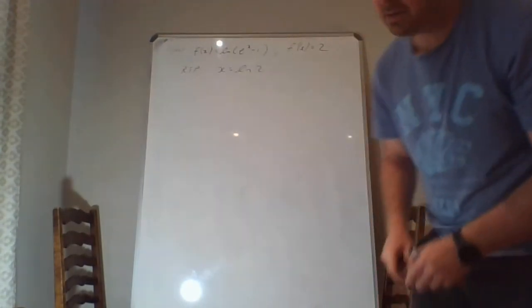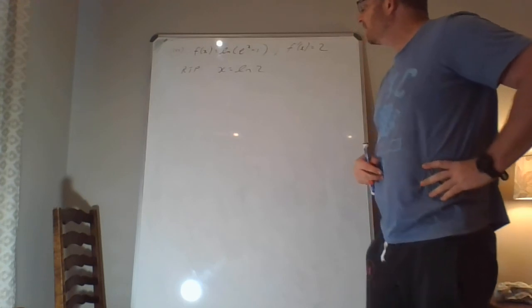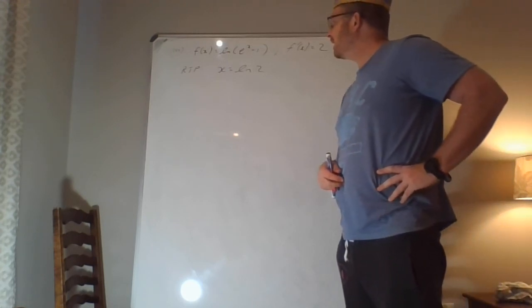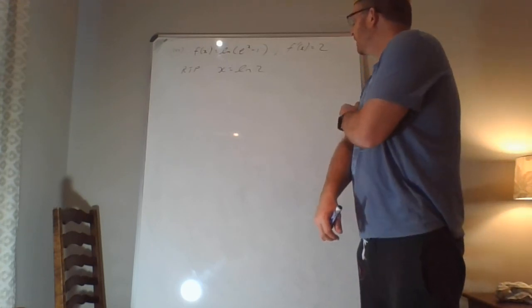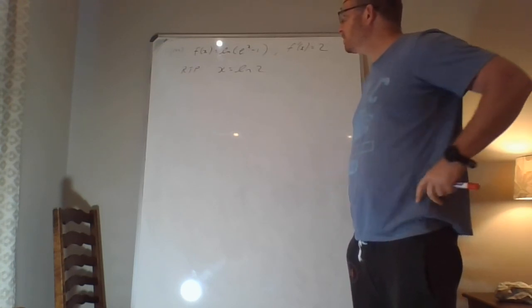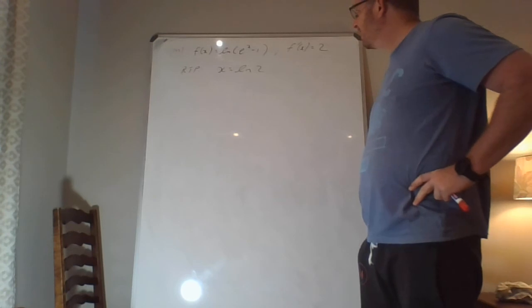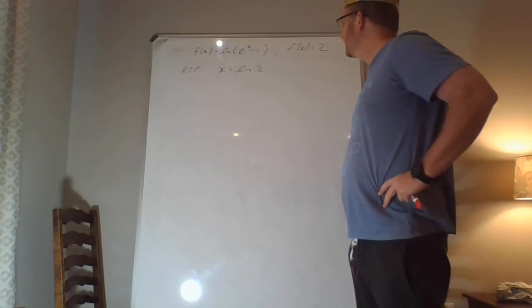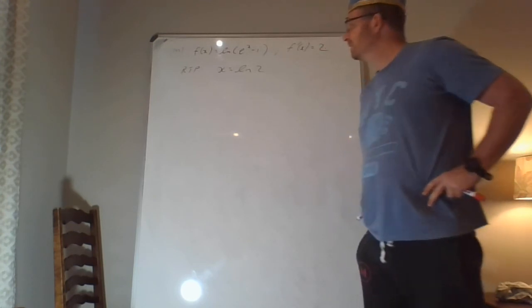Okay, humans. Last one I'm going to do with you. You've got f of x is equal to ln of e to the x minus 1, and f dash of x is equal to 2. Okay, this is question M from your supplementary notes. Required to prove that x is equal to ln 2.